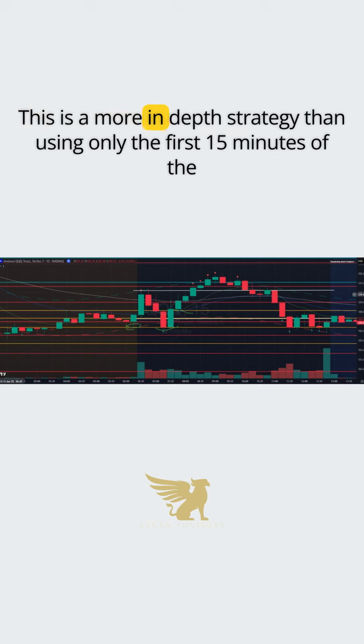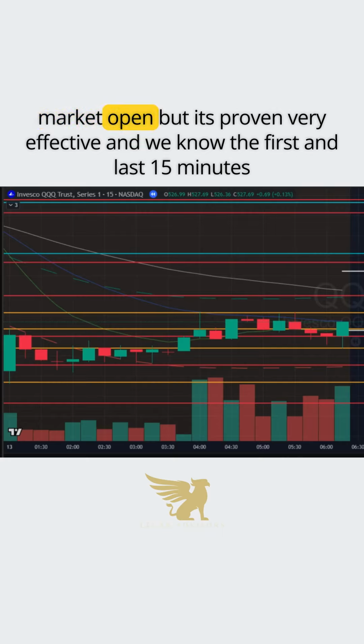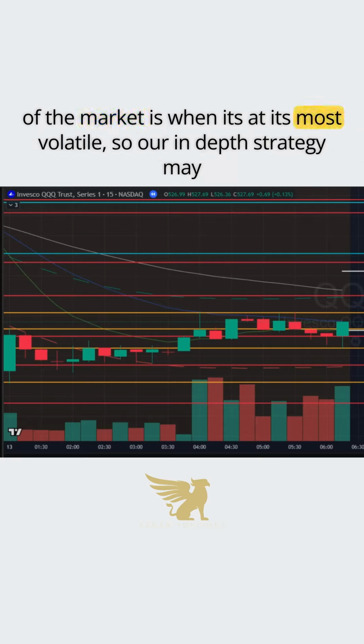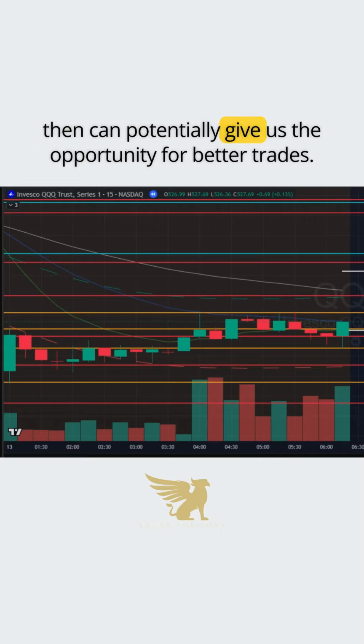This is a more in-depth strategy than using only the first 15 minutes of the market open, but it's proven very effective, and we know the first and last 15 minutes of the market is when it's at its most volatile, so our in-depth strategy may prepare us for such volatility, which then can potentially give us the opportunity for better trades.